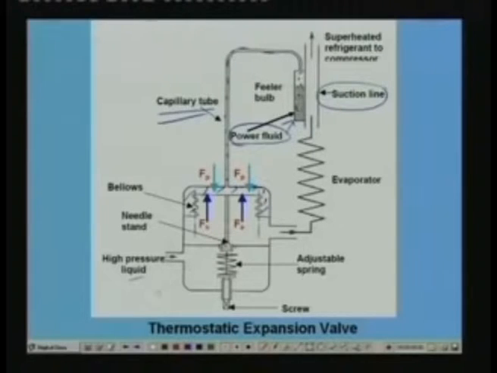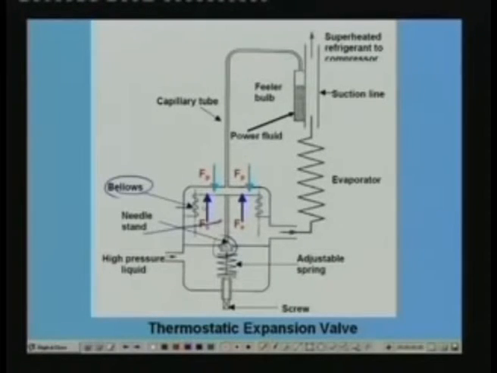Okay, and if you look at the body of the thermostat, you will see that it consists of a bellows. Okay, these are the bellows. You can also use a diaphragm. Okay, it can be either a diaphragm or a bellows, but I have shown here a bellows, and this bellows is connected to a needle stand. Okay, so you have the needle stand here. So bellows is directly connected to the needle stand, and you have the needle, and the position of the needle decides the area available for the refrigerant flow. Okay, at this point the area available for the refrigerant flow depends upon the position of the needle stand, and the position of the needle stand in turn depends upon the balance between various forces acting across the bellows.